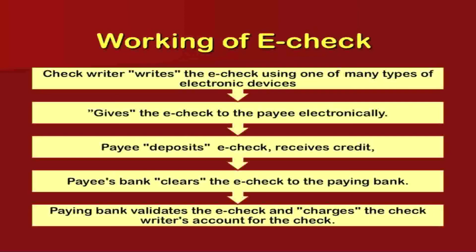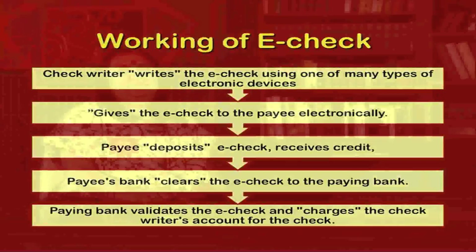Working of e-check. The check writer writes the e-check using one of many types of electronic devices and gives the e-check to the payee electronically. The payee deposits the e-check and receives the credit. The payee's bank clears the e-check with the paying bank, which validates the e-check and charges the check writer's account for the check. So, when both authorities enter into a transaction, obviously you have to validate, and only then can your cash from your account be transferred to the other person's account.